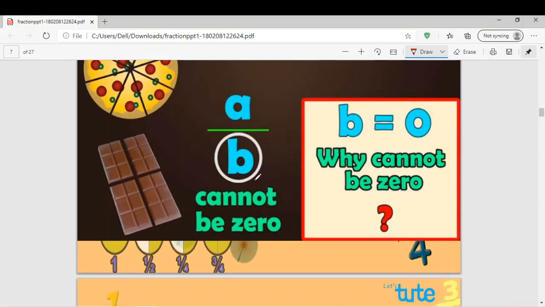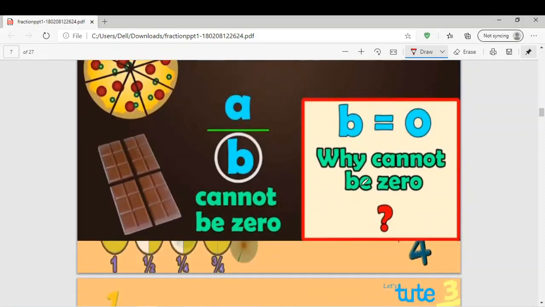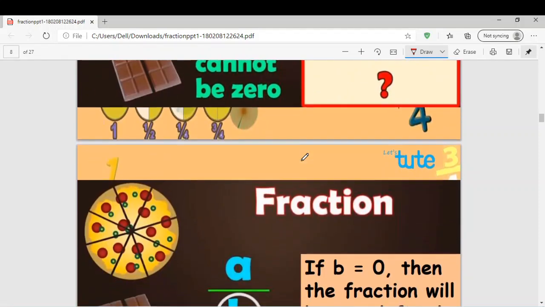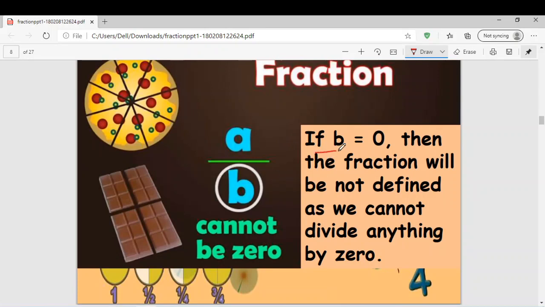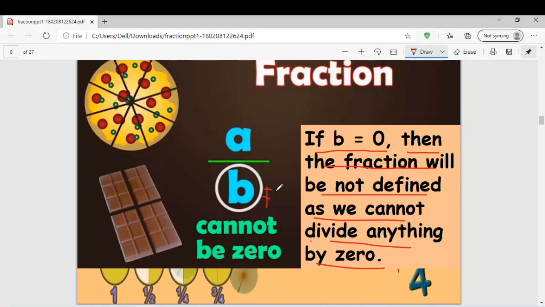Now my dear students, in the condition of a fraction, b is not equal to 0. Why can it not be 0? Because our answer would be meaningless. If b is equal to 0, then the fraction will be not defined or meaningless, as we cannot divide anything by 0. So I hope you understand the condition that b is not equal to 0.